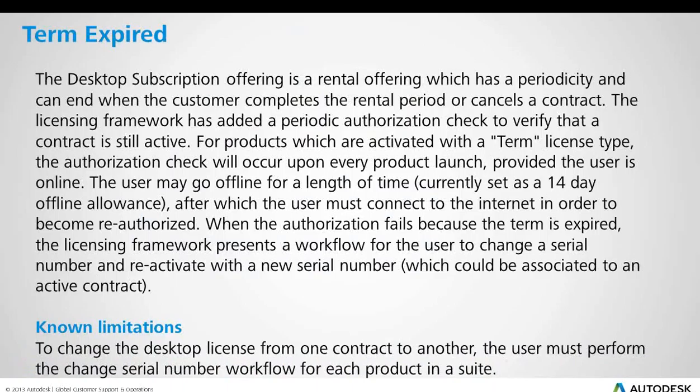Another limitation with the desktop subscription is that if you have a suite license and the term of your desktop subscription has expired, and you renew it and then get a different serial number, you can't just change that serial number in one product of the suite. It has to be done on each product. So when you launch the software, it will pop up a message saying, activate with a different serial number, and you'll get that for each product in the suite. So you'll need to enter your new serial number for each product.